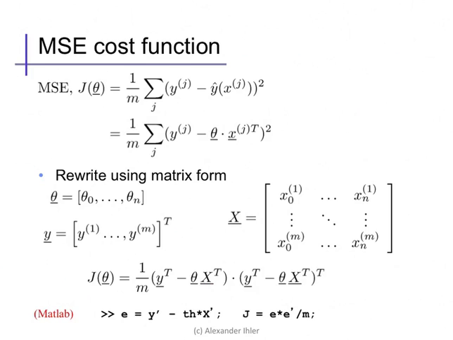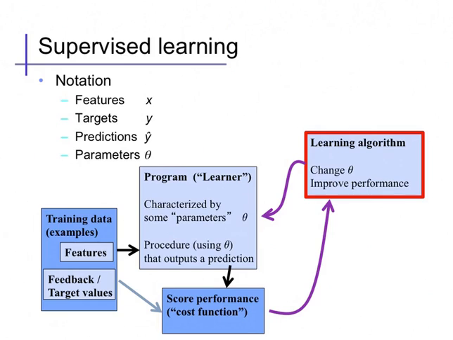In MATLAB this is very convenient. We can just compute the error residual e as the difference between the vector y and the vector theta times X transpose, and then we compute its total average magnitude by, say, e times e transpose divided by m. So, now that we've chosen a form for the learner and a cost function, learning for linear regression just comes down to selecting a value for theta that scores well.